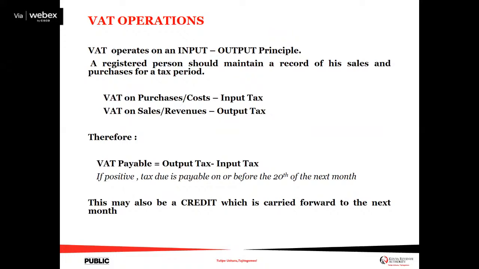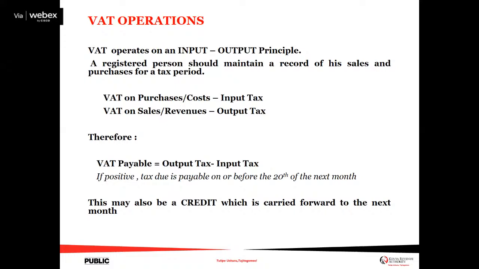So how does VAT operate then? We've spoken about the ETR enabled systems. We've spoken about the classification. We've also spoken about the tax point. So the next question will be, how does this all tie in and how does this operate? VAT operation is what we call the input-output principle, meaning if I'm a registered person, I'm expected to maintain a record of my sales and my purchases for a tax period.